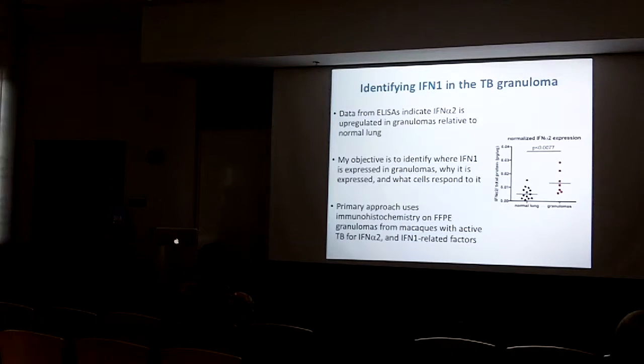So it's clear from ELISA data that if you compare normal blood to a granuloma and normalize it to the total protein in those samples, granulomas are enriched for type 1 interferon. This is measured by interferon alpha 2 ELISA. So granulomas appear to preferentially express type 1 interferon, or have upregulated type 1 interferon. So we're going to figure out where that occurs in the cells, and primarily use immunohistochemistry today in our discussion to do that.